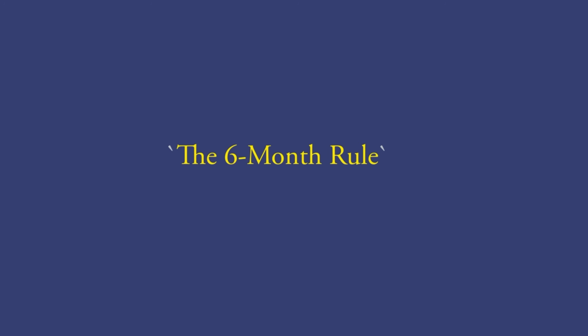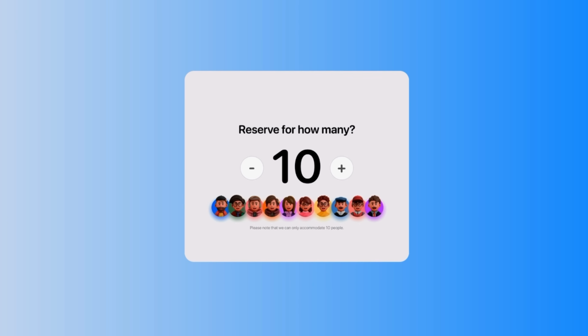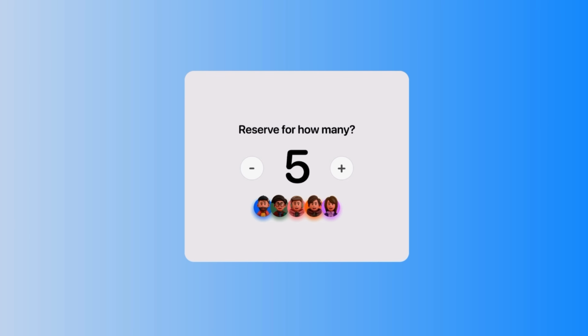Principle 7, the 6-month rule. Here's the real test of clean code. After writing a feature, ask yourself, if I open this project after 6 months, will I understand it in 1 minute? If yes, that's good. If no, refactor now. Because the person who will suffer later is you and your team. Clean code is not about impressing others. It's about respecting your future self.